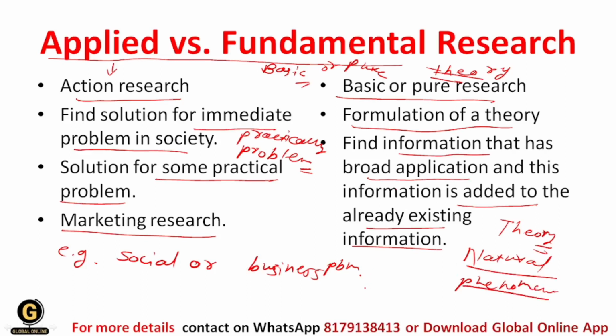And also whenever you want to know about human behavior, then also you use this type of research. Because of that you are making generalizations based upon the theory available on human behavior or on natural phenomenon. So in social or business problems we use applied research, and in natural phenomenon and human behavior we use fundamental research.